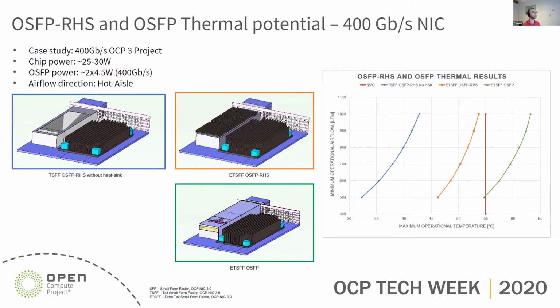So when we move to the ETSFF with the regular OSFP with the integrated heatsink, we see far better results, about 10 degrees lower, and we can see that we can converge to about 500 LFM at 55 C ambient, something we cannot get even near when we use the riding heatsink cage.